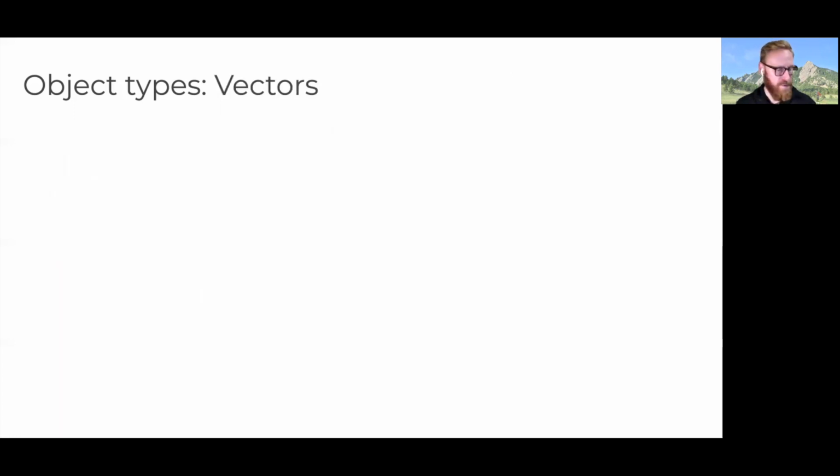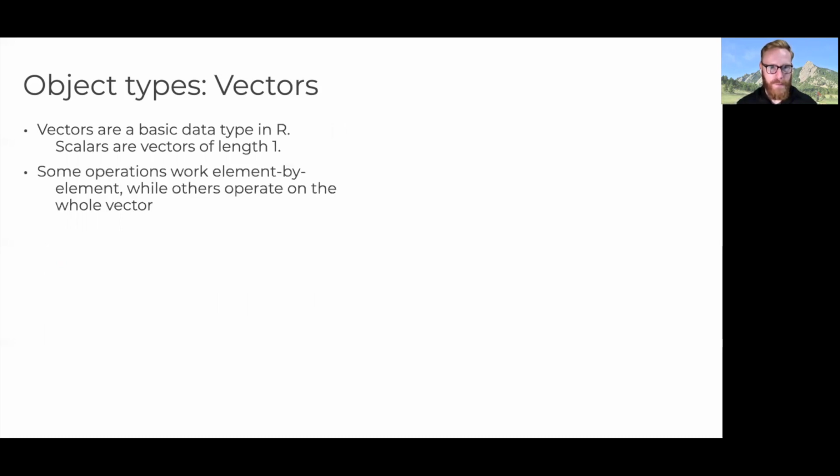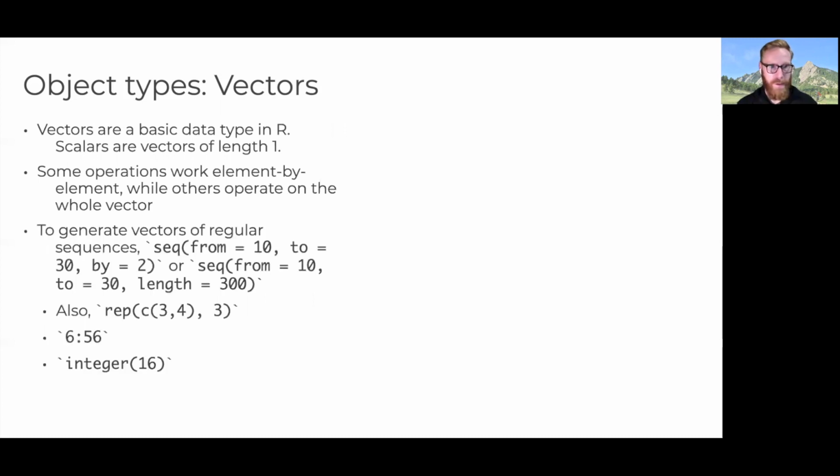So vectors are another very basic object type in R. And actually, when you have a single number in R, that is a vector of length 1. Some operations work element by element, while others operate on the whole vector. And that's function by function, but it's something to be aware of. And you can generate vectors of regular sequences using the seq function, the rep function, and you can also just have a colon in between two numbers to print the whole range of numbers from, for example, here 6 through 56. And then integer is a whole other type, and I'll talk about that now as we go back to R.